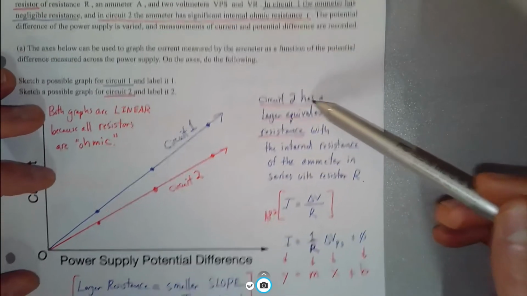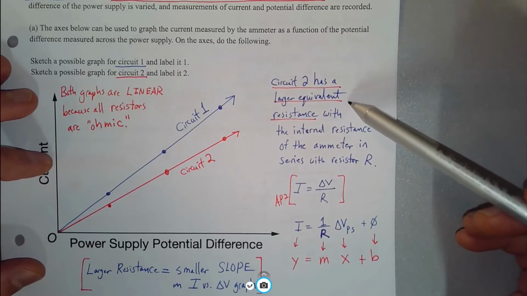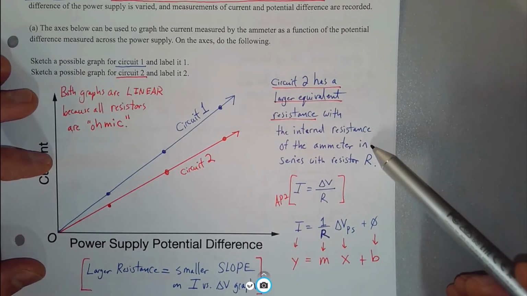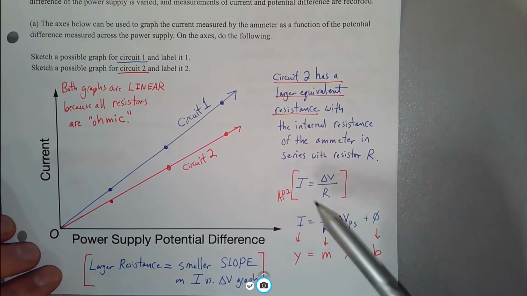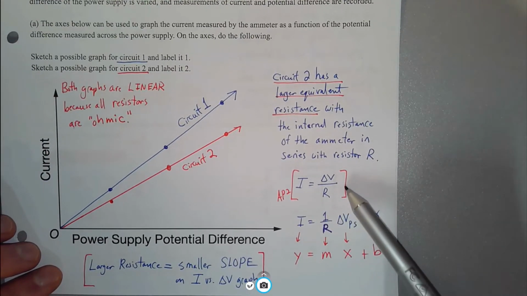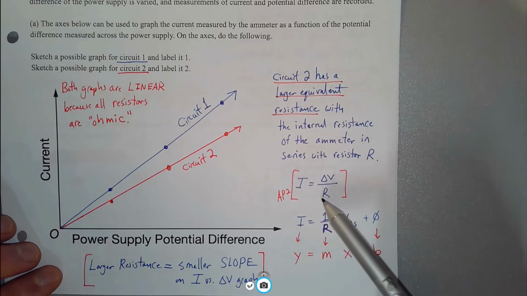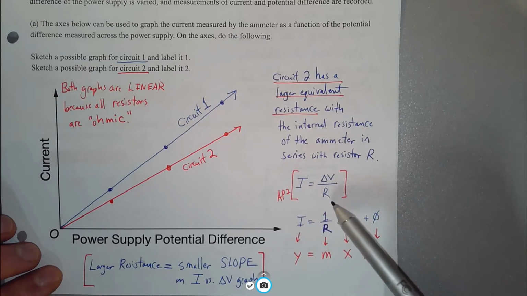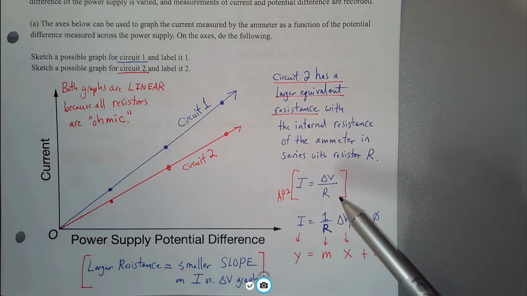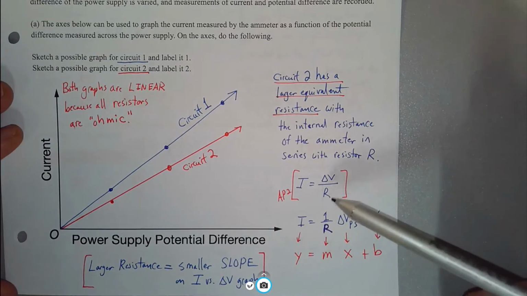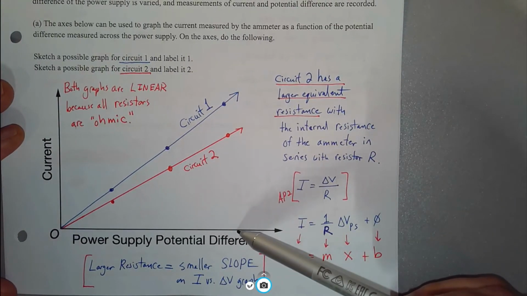So circuit 2 has a larger equivalent resistance, with the internal resistance of the ammeter in series with resistor R, like we just talked about. And Ohm's law, this equation right here, works only for ohmic resistors, and in this case both resistors, big R or little r, are ohmic.